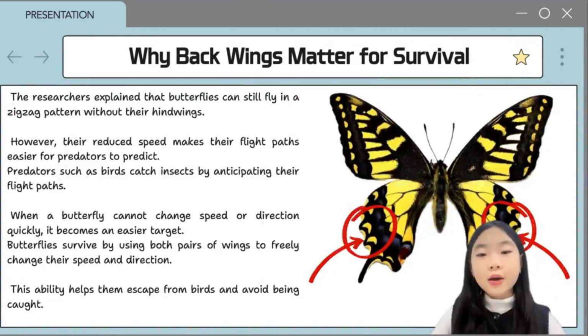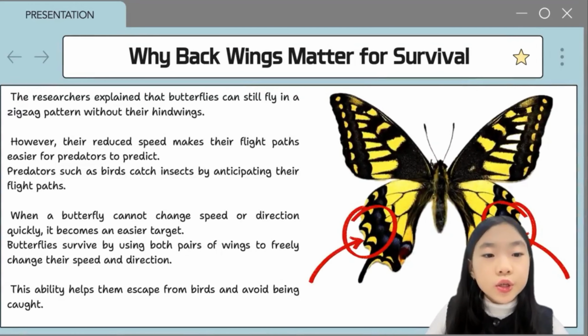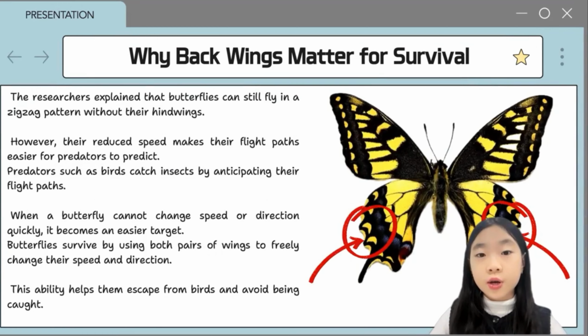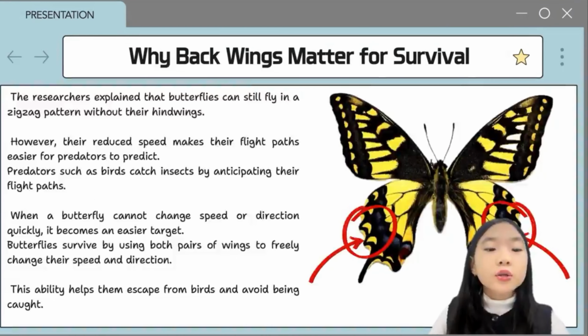Why back wings matter for survival. The researchers explained that butterflies can still fly in a zigzag pattern without their hind wings. However, their reduced speed makes their flight paths easier for predators to predict. Predators such as birds catch insects by anticipating their flight paths. When a butterfly cannot change speed or direction quickly, it becomes an easier target.